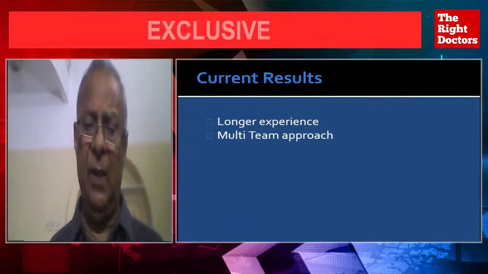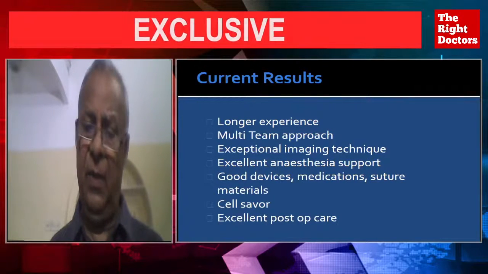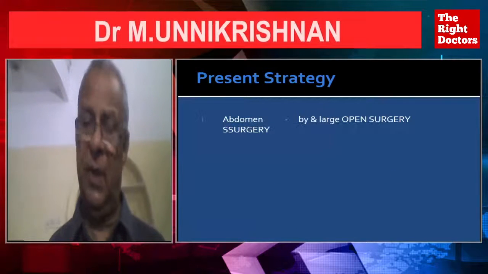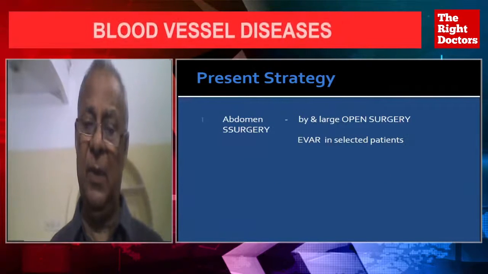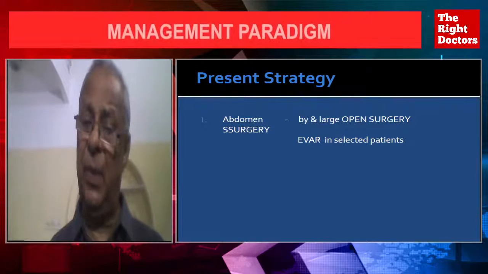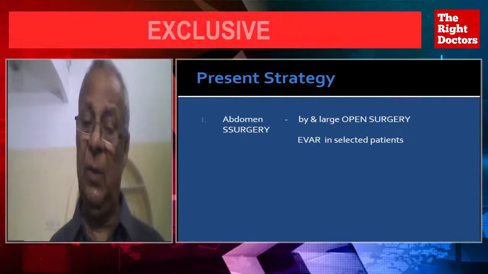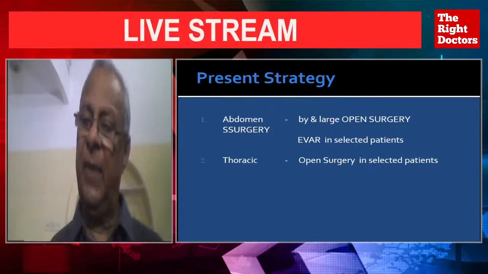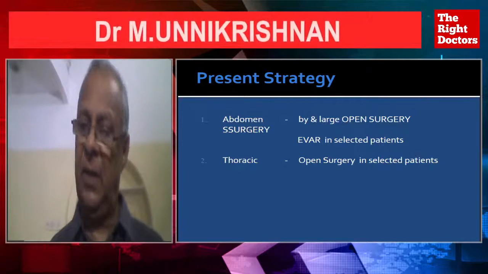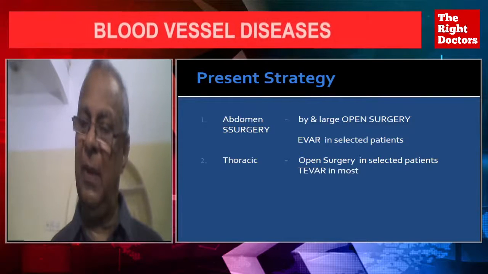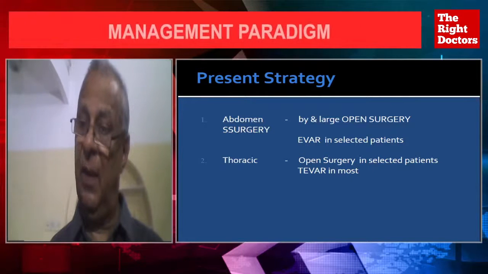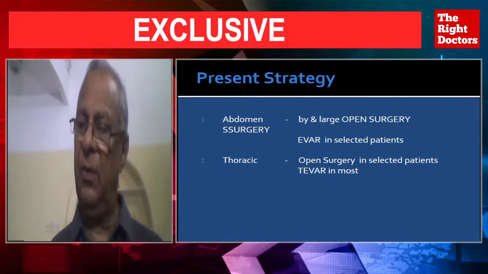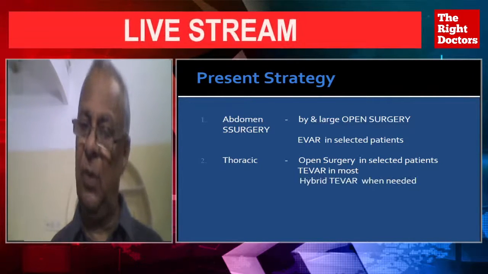We've got a large experience of 20, 25 years, and now we have good devices. We can have a cell saver when blood loss is there. Suture materials are classy. And in abdominal surgery, first choice, as I mentioned, is open surgery, and EVAR is selected. And thoracic is just the reverse. Almost 90-95%. For the last 10 years, we've been doing endovascular, including the arch aneurysms, whereas open surgery is limited to huge size, patients having dysphagia, or those who cannot afford the money. That's also a consideration, 5 to 6 lakhs for the procedure. So we use open surgery.